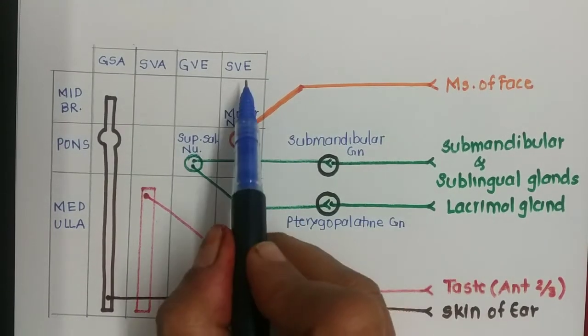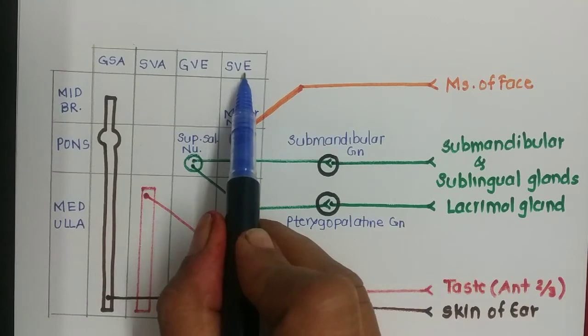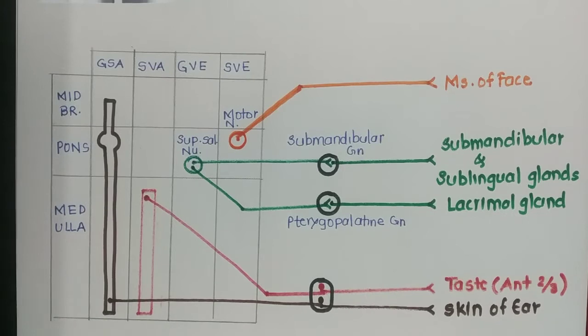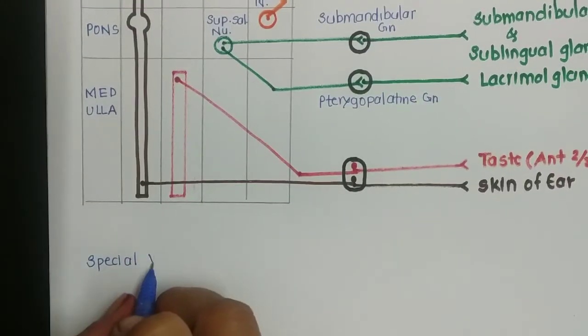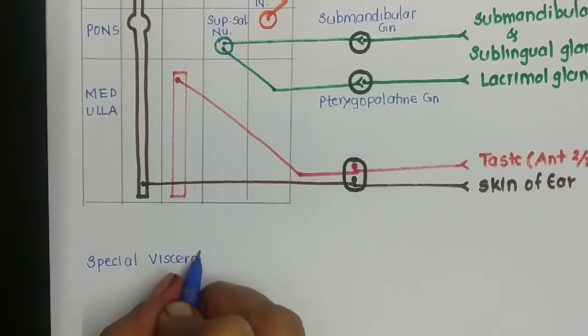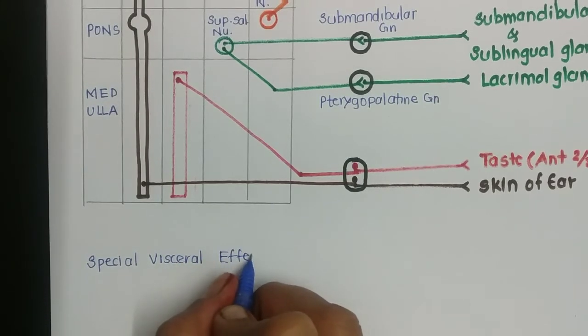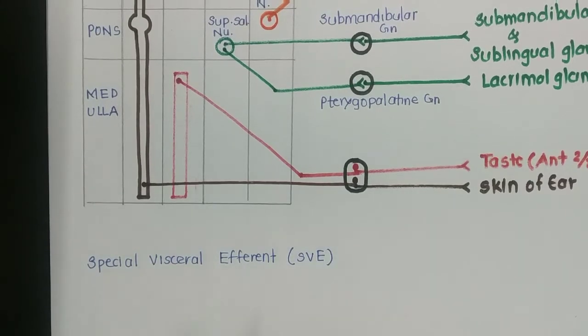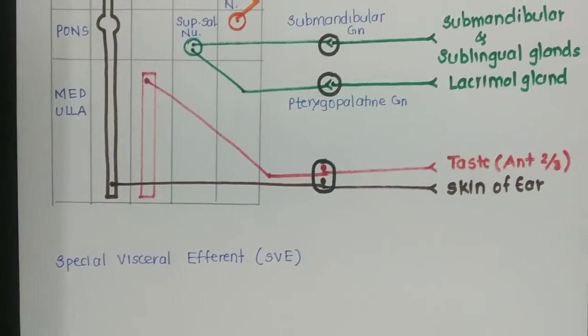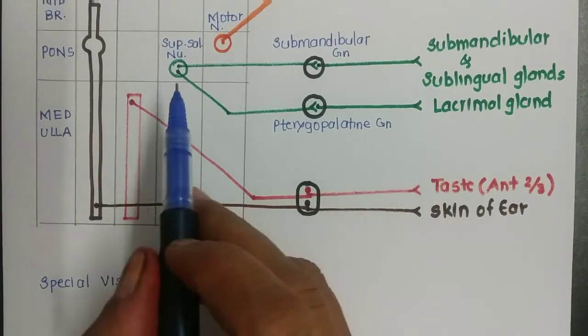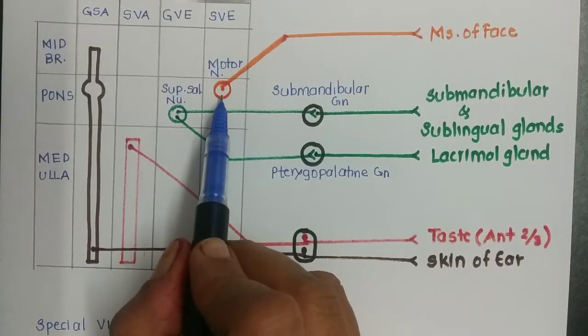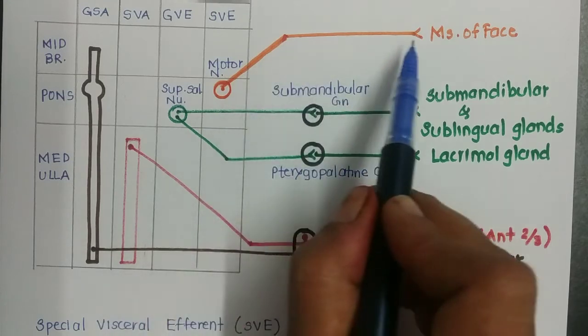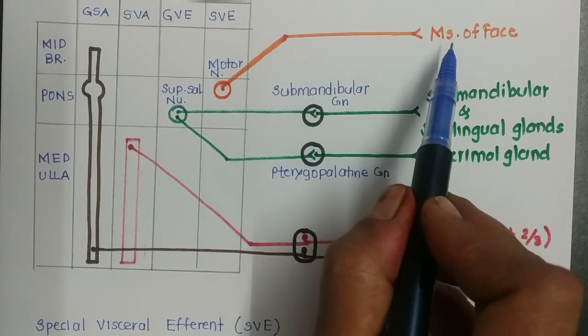So we have seen the first component, that is the special visceral efferent. So here we will go for the full form of it. Special visceral efferent. This in short we have called SVE. The SVE column arises from the motor nucleus and it is responsible to supply the muscle of face.